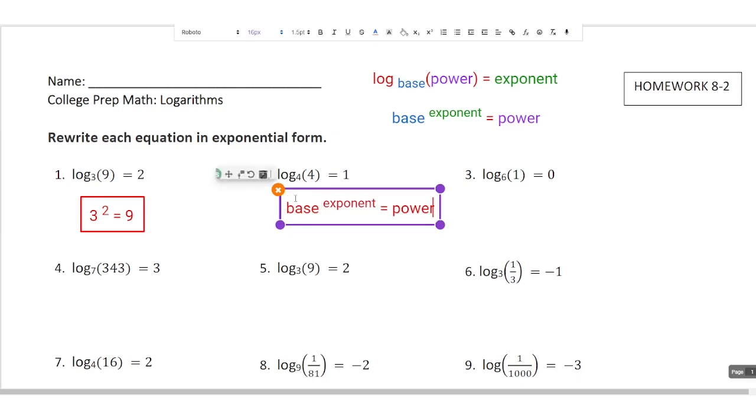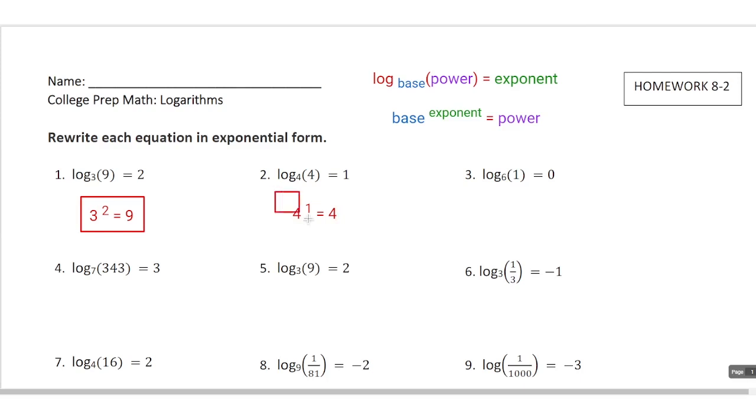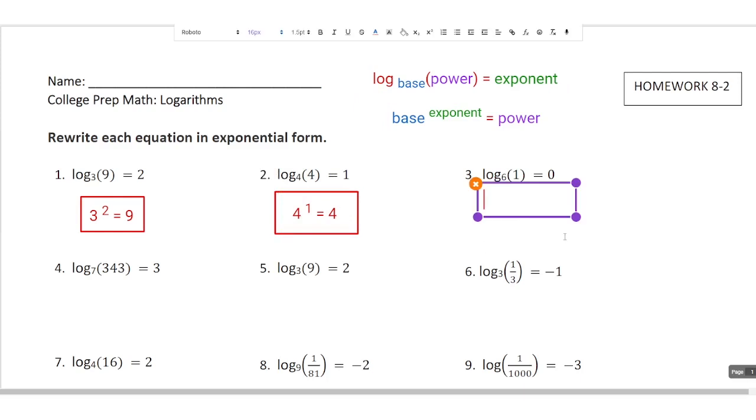For number 2, the base is 4. The exponent, if I can move this so you can actually see it, is going to be 1. And the power is also 4. Again, we've got an equation here that is true. 4 to the first power is 4. And if you try to rewrite this as an exponential equation and it just doesn't make any sense, like if I did 1 to the 4th equals 4, then that means I did something wrong when I converted this. Here our base is 6, our exponent is 0, and 6 to the 0th power is 1.